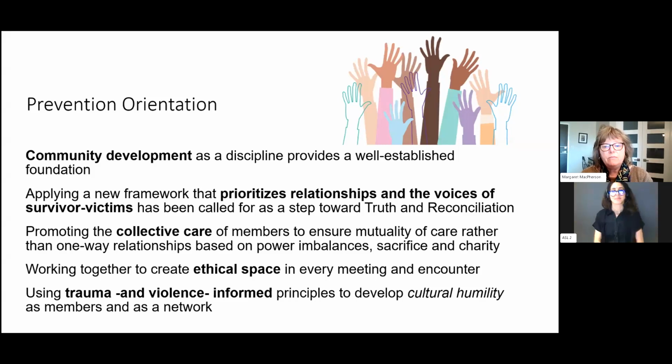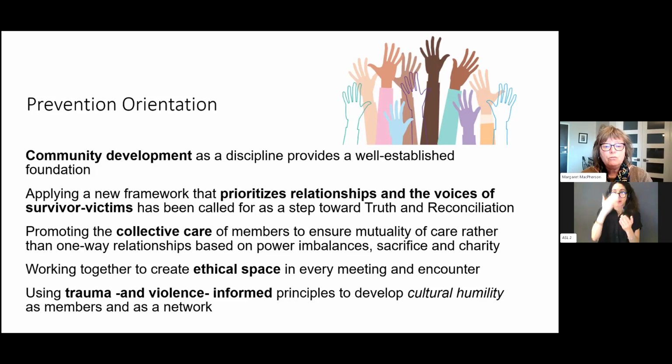Promoting the collective care of members to ensure that there's mutuality. We don't want to be just one way doing things. This is about mutuality, and making sure that we care for each other who do this work, as well as the people that we want to support. Working together to create ethical space in every meeting and encounter. That's a definition that talks about honoring and respecting different ways of knowing, different kinds of knowledge that are available to us in the multiplicity of our communities.